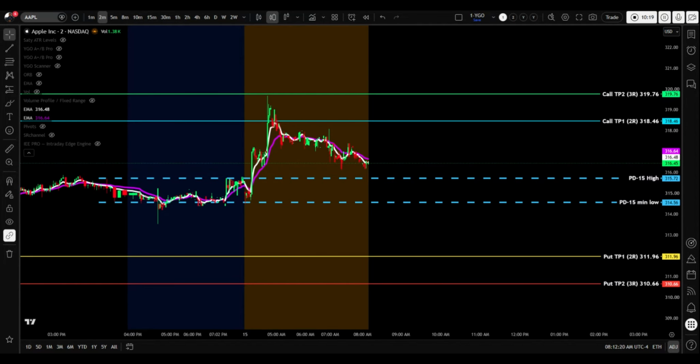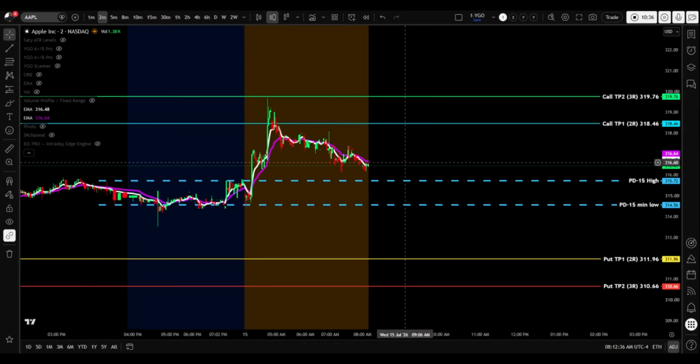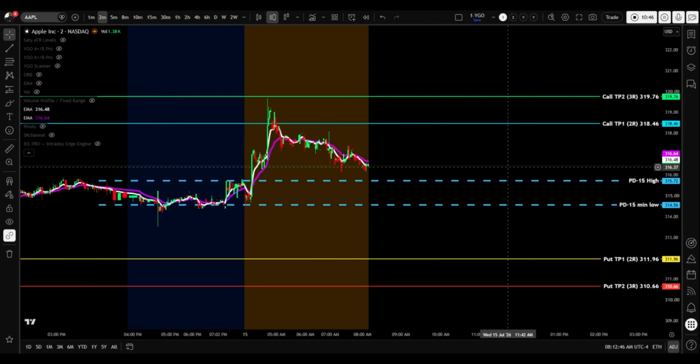And as always, this is how we manage our risk. Wherever you get in, if it respects this PD 15, for instance, once I got in here, my stop loss goes on the other side of the PD 15 to manage my risk. Same once it goes here: if it comes back here and respects this PD 15 high, stop loss goes over here, because it's not about how much you can make, it's about how much you can keep and how you manage that risk.